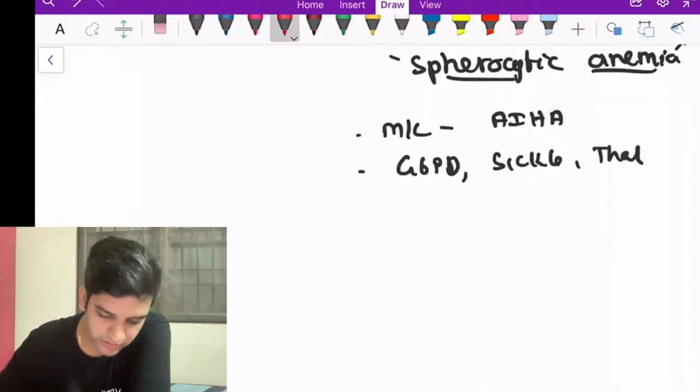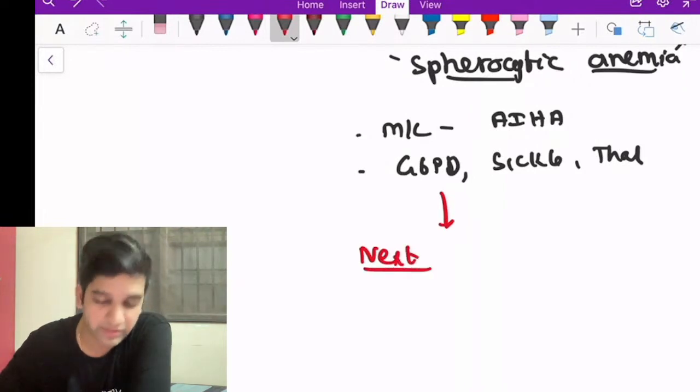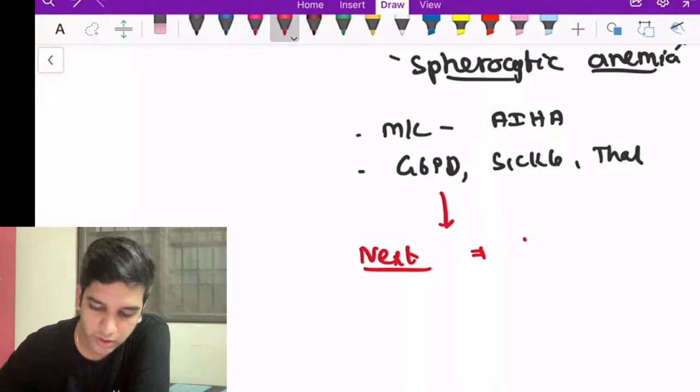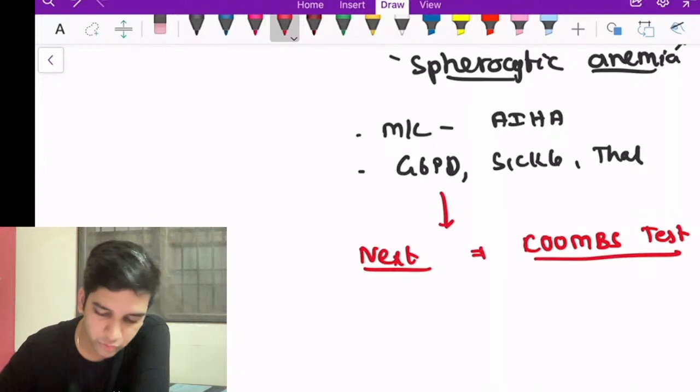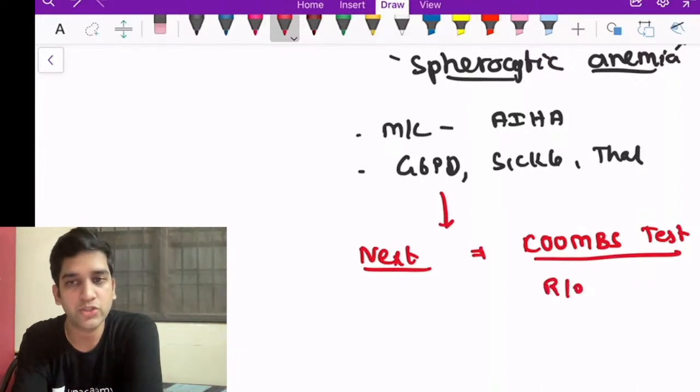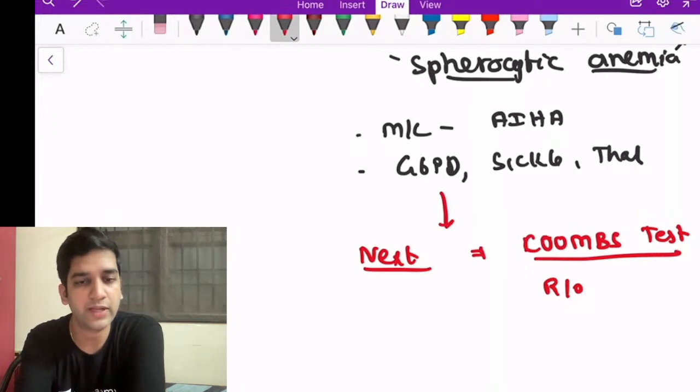So when I have a spherocytic anemia, the next step, which came in an exam once, for any spherocytic anemia is, I have to do a Coombs test. You have to do a Coombs test, because with the Coombs test I have to rule out one disease. Coombs test is useful for diagnosis of which disease?